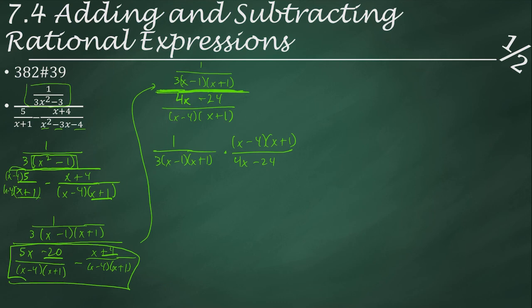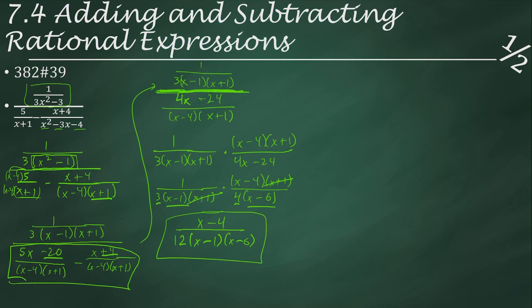Hey, we could factor a common factor out of the 4x minus 24, so maybe we'll do that really quick. Could factor out a 4, leaving x minus, let's see, 24 divided by 4 is 6. All right, anything cancel, top and bottom? Well, we've got the x plus 1 cancels. So on the top, I'm left with x minus 4 times 1, which is x minus 4. On the bottom, I've got 3 times 4 is 12, the x minus 1 and the x minus 6. No, you don't have to multiply it out. That's good.